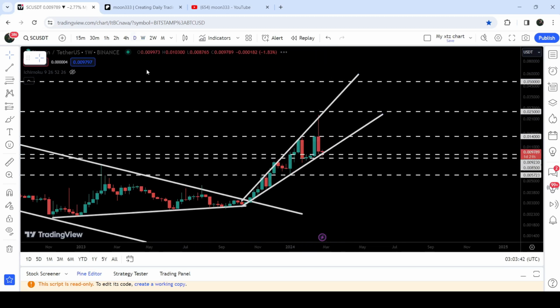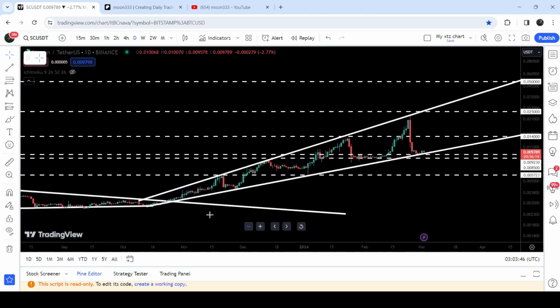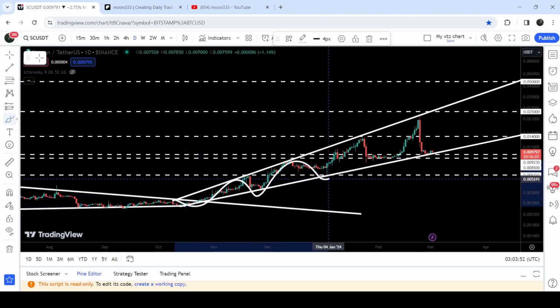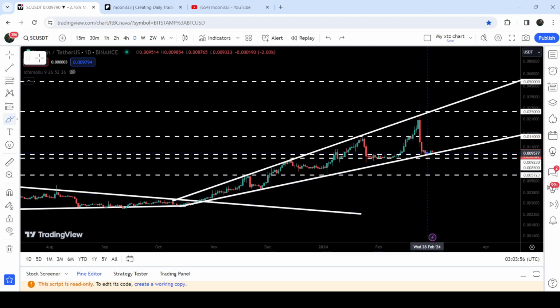If we take a look at the daily time frame chart, then this move will be more visible to you. You can see that whenever it gets bounced from the support of this broadening rising wedge pattern, it is forming higher highs and higher lows as well. You can see we had a bounce here, rejection here, bounce here, rejection here, and so on. And once again, the price has dropped to the support of this broadening rising wedge pattern.